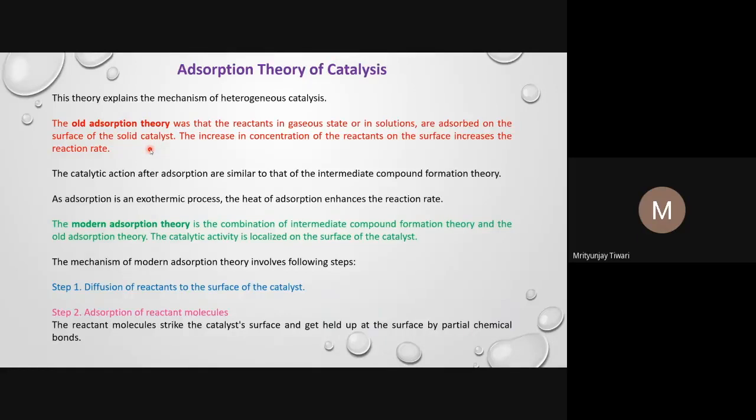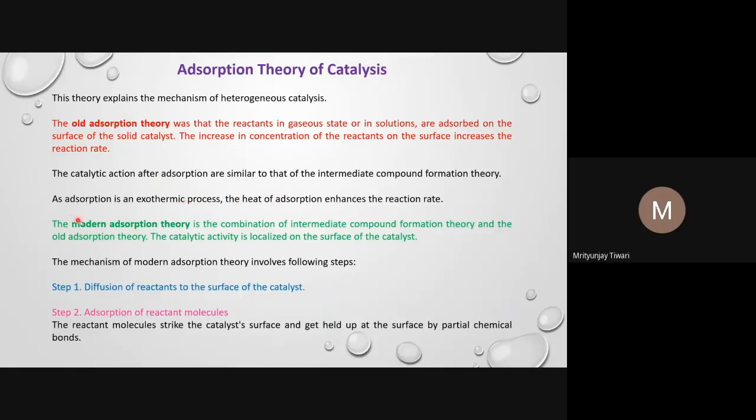This was the theory, and so the rate of the reaction increases. Another point is that when they get adsorbed, some energy is released, and that energy is used by the reaction to cross the activation energy barrier. This is how people initially explained the adsorption theory. The catalytic action after adsorption is similar to that of the intermediate compound formation theory, but this point is not that important. What we see is that reactants get adsorbed on the solid surface, their concentration increases, and the energy released because of adsorption, which is an exothermic process, is used to cross the activation energy. And so this is the old adsorption theory.